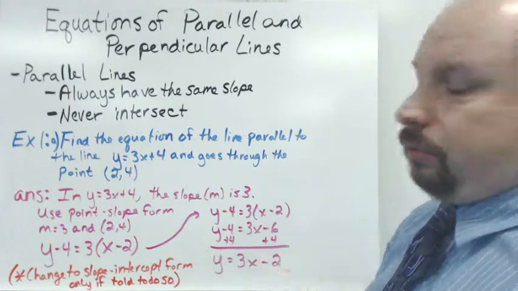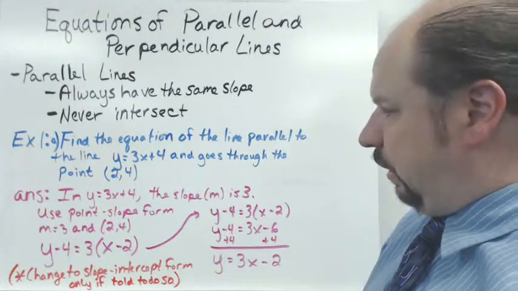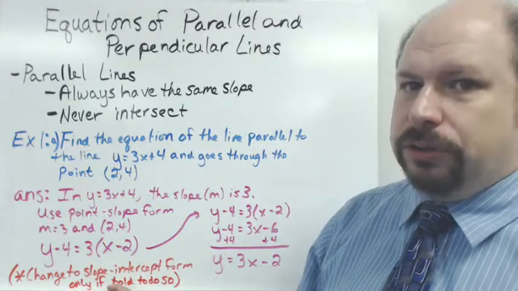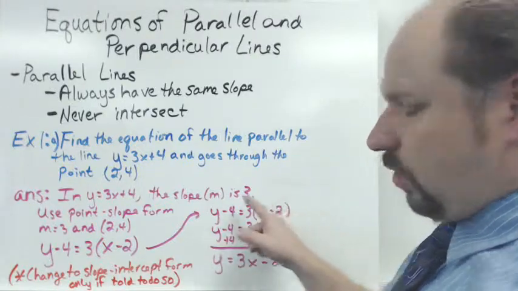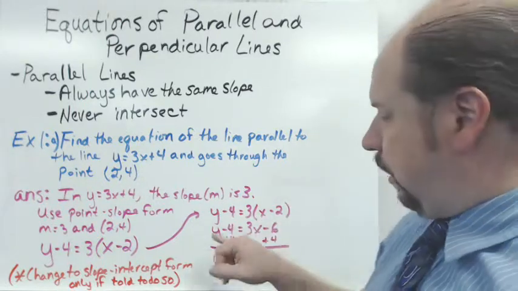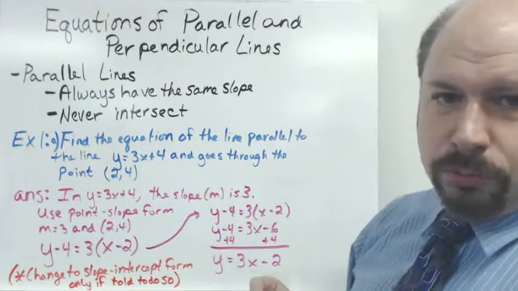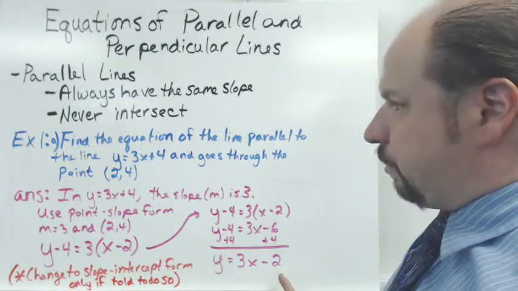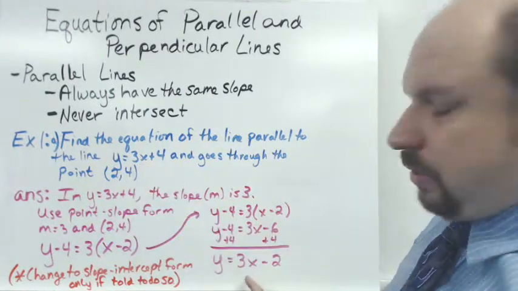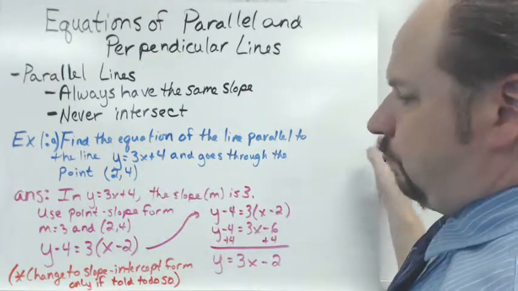Now, our directions didn't say to put it into slope-intercept form, but just as some practice, we'll go ahead and transform that into slope-intercept form. Just know you don't need to change it to slope-intercept form unless the directions tell you to. So start out with our point-slope equation here. Distribute the 3, so we have y minus 4 equals 3x minus 6, and then simply add the 4 over and we have it in slope-intercept form. So we have y equals 3x minus 2. So notice 3x plus 4, 3x minus 2, they have the same slope in both equations, so they are definitely parallel lines.